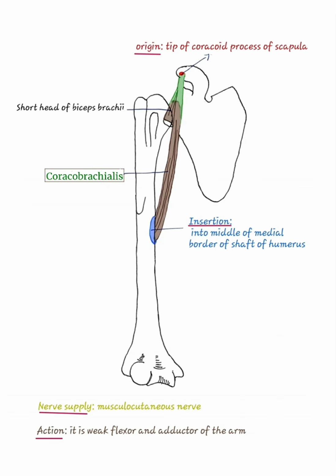Now let's see about coracobrachialis. It arises from the tip of the coracoid process of the scapula along with the short head of biceps brachii. Insertion: it inserts into the middle of the medial border of the shaft of the humerus. Nerve supply: the musculocutaneous nerve. Action: it is a weak flexor and adductor of the arm.